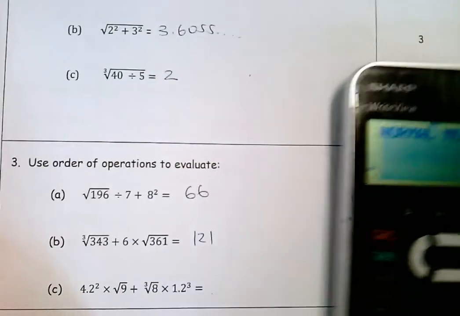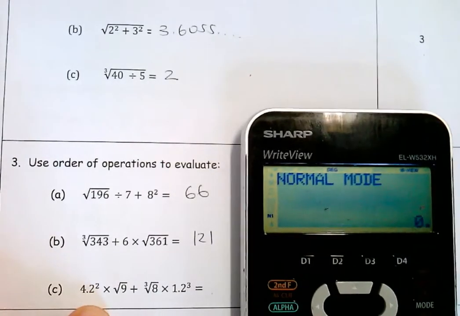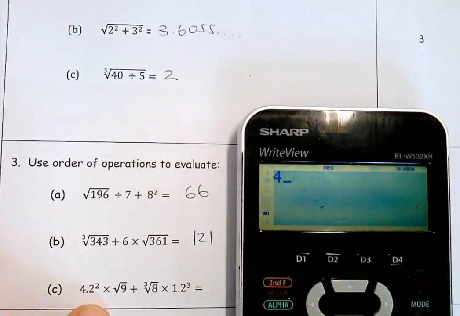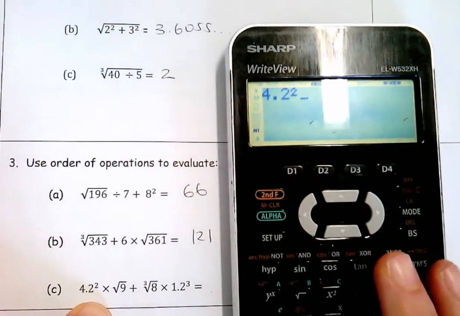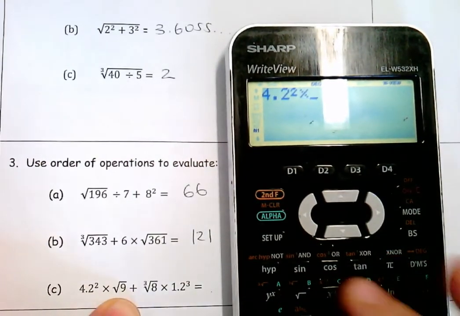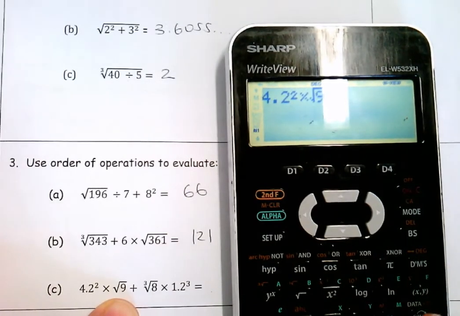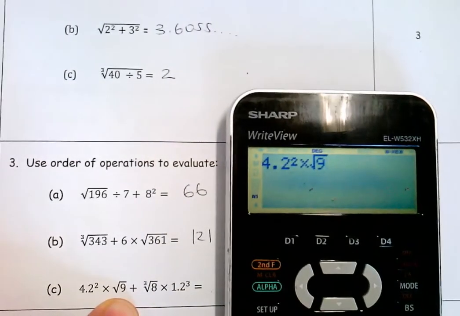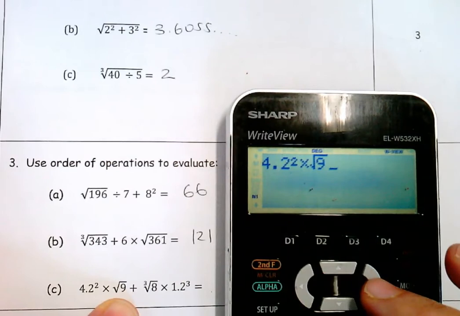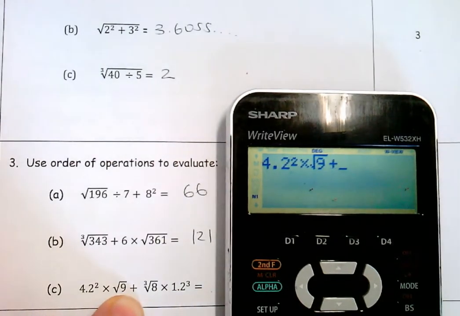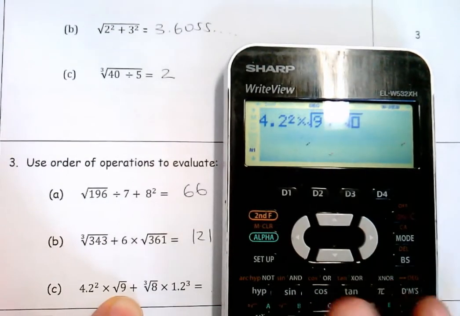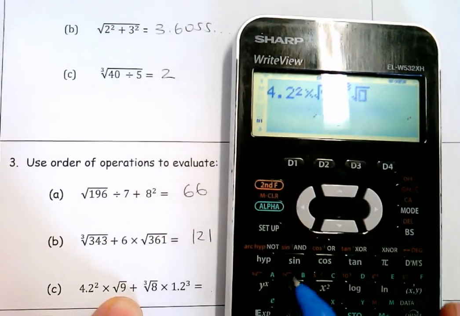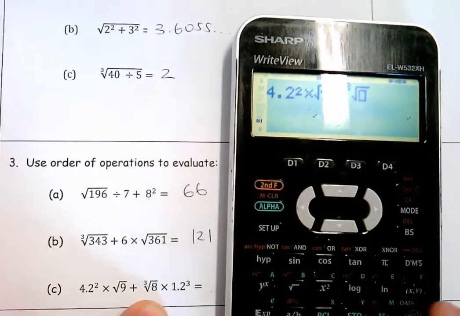And now for the last question, just making sure it looks exactly like that when you're done. You've got 4.2, you press your x squared button, times, then we've got square root of 9. Now once you've done your square root of 9, please use your arrow to get out of the square root sign. Then we've got plus, we know where cubed root is, we press the second function button first, and then that, because it's sitting on top of here, cubed root of 8.